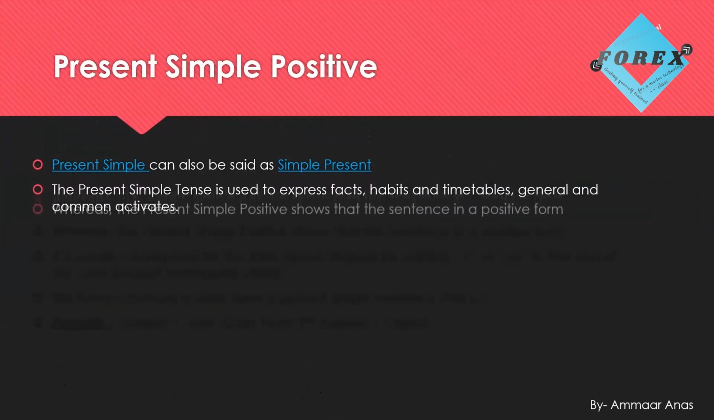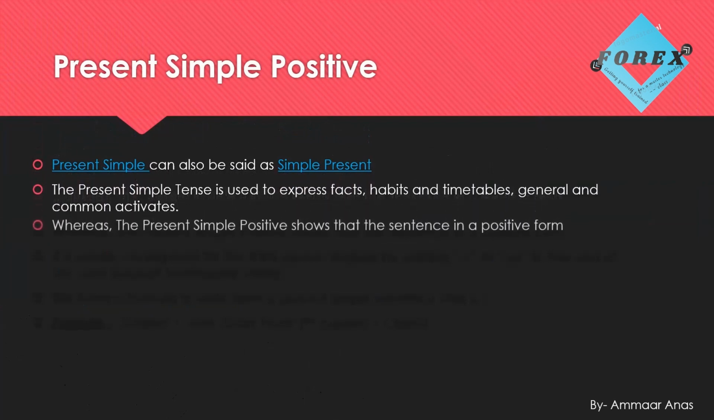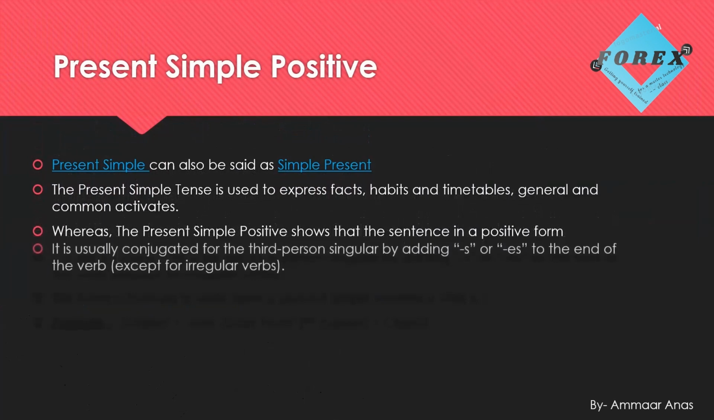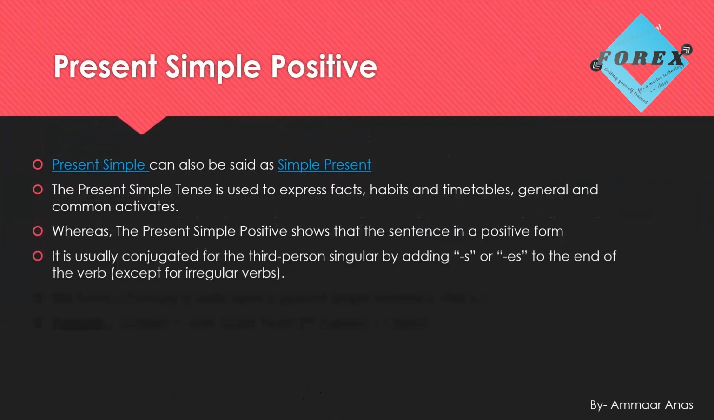The present simple tense is used to express facts, habits, and timetables, general and common activities. Whereas the present simple positive shows the sentence in a positive form. So if you can see, the present tense is used to express facts, habits, and timetables, general and common activities in a positive form, not in a negative form, as this is present simple positive.